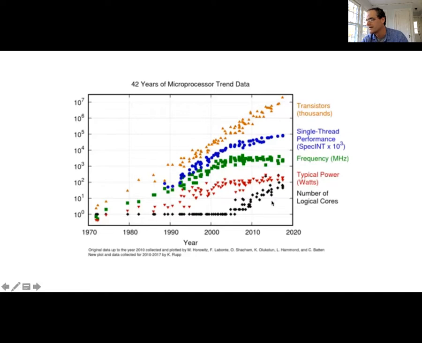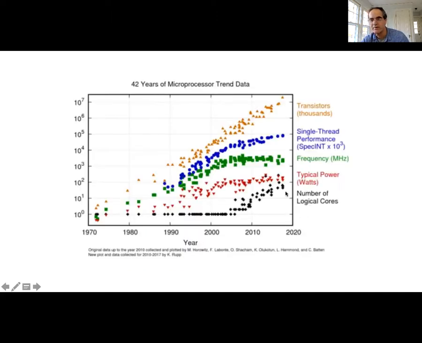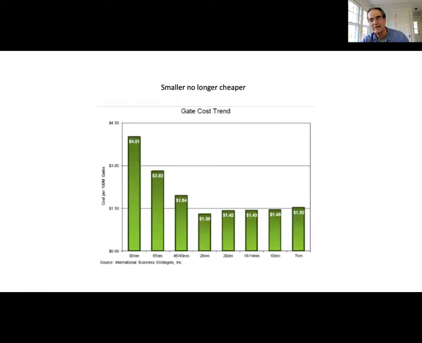Okay? So in fact, besides getting smaller, the most important thing that's happening now is that the complexity of computers is growing instead. So instead of just making things smaller and smaller, we can make computers more powerful by increasing the number of processor cores instead. Finally, because the cost of the equipment to make smaller and smaller transistors is going up so fast, now over $1 billion for a fabrication facility, the fact is that now smaller is no longer cheaper.